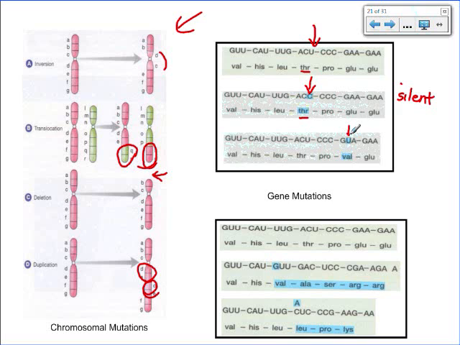Here's another substitution. Normally it's GAA, but this substitution becomes GUA. So the rest of the protein would have the right amino acid sequence, but this one changes from glutamate to valine.